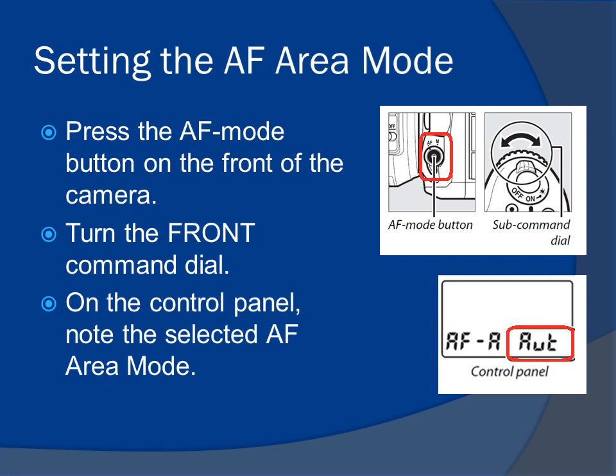Setting the AF area mode. Press the AF mode button on the front of the camera, as in the top picture. Turn the front command dial, and on the control panel, note the selected AF area mode. In this case, it says Auto.